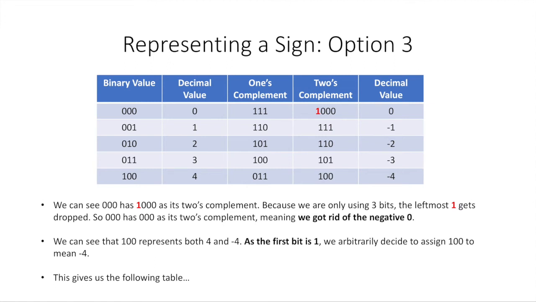Good. We do the same for 2. The minus 2 becomes 1, 1, 0. We do the same for 3. Minus 3 becomes 1, 0, 1.